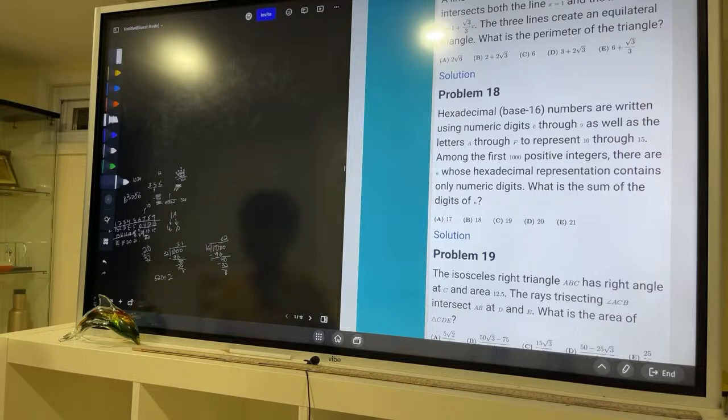62.5. We have 10. Yeah. Only numeric. Huh. How do I get a number with such a small digit sum? Only a digit sum of 10. I'm not doing this.